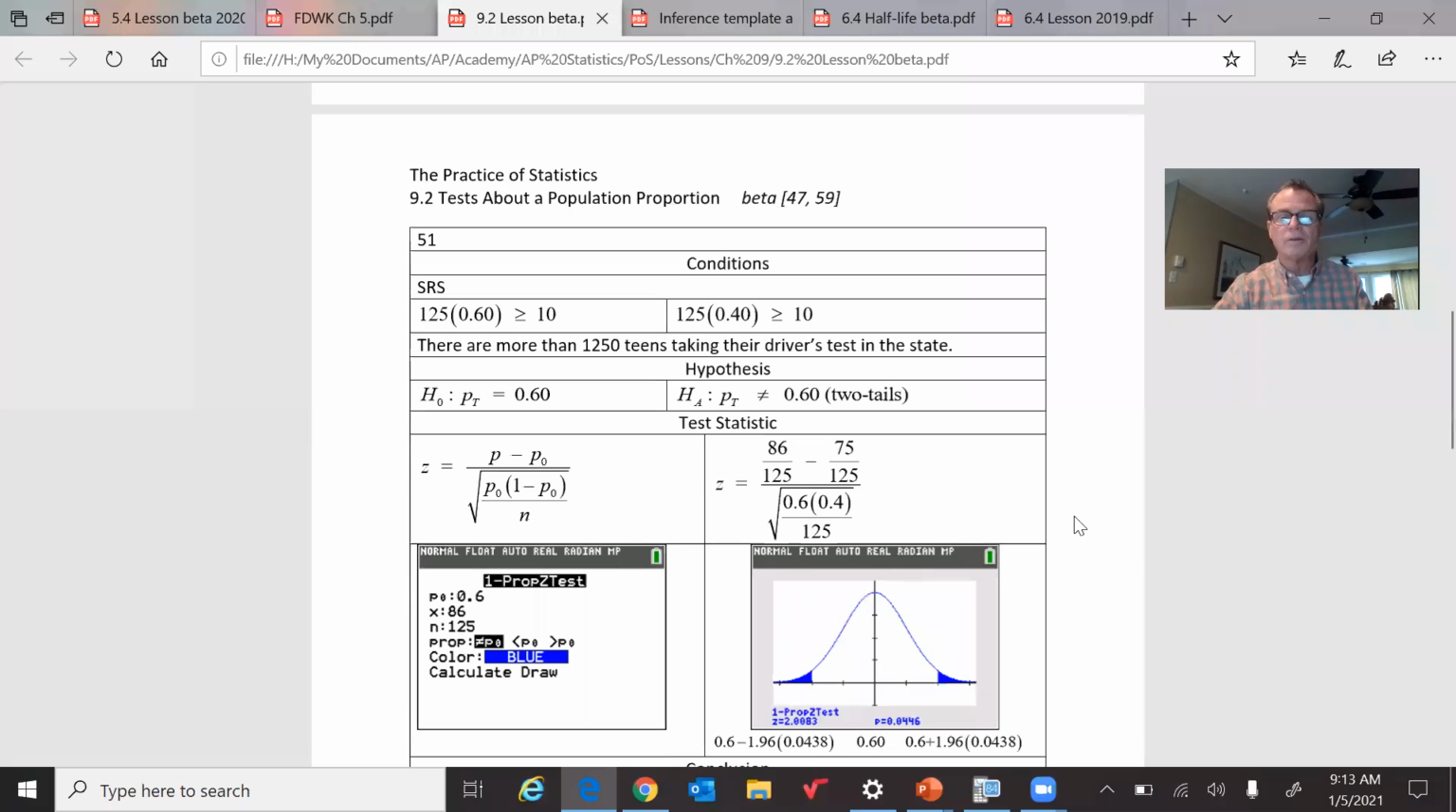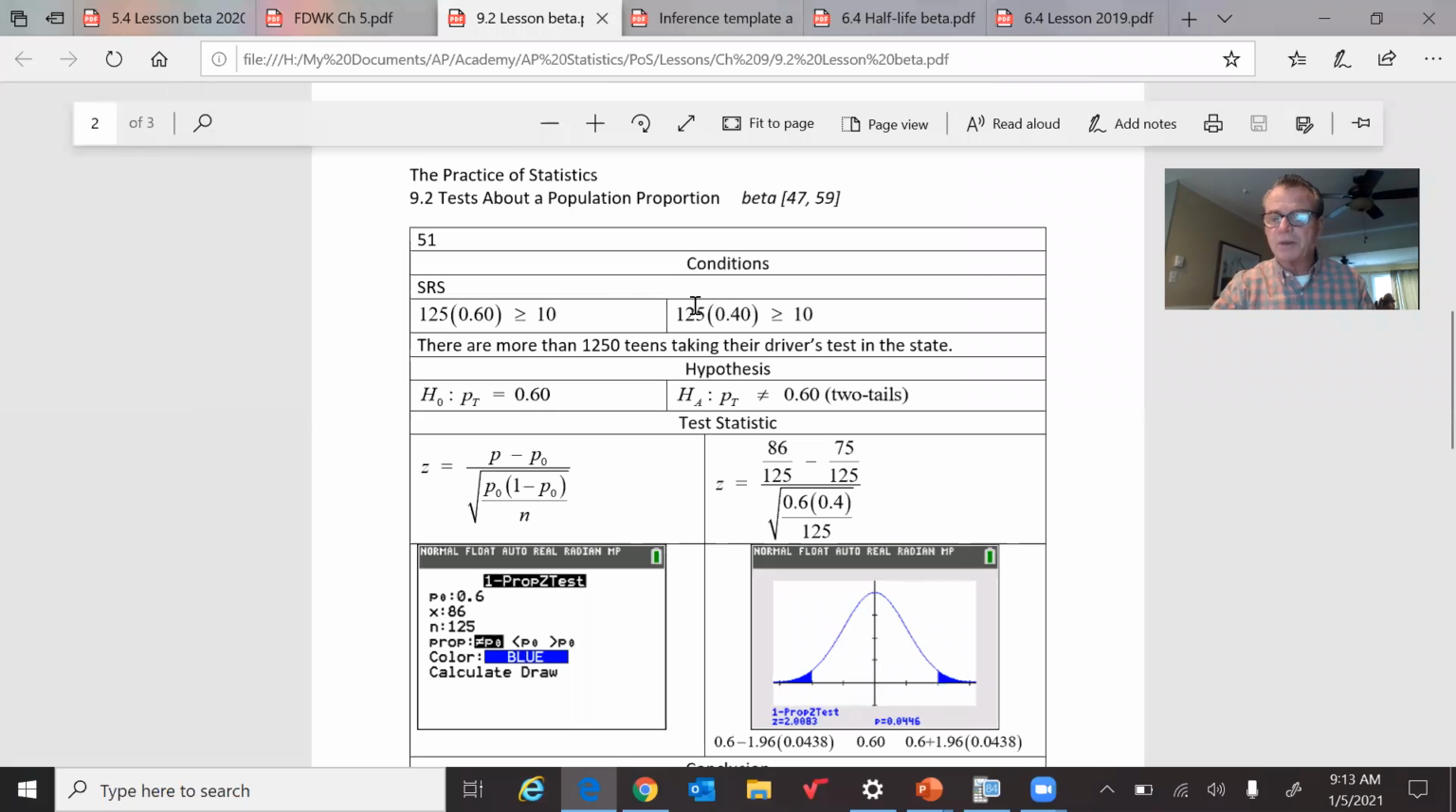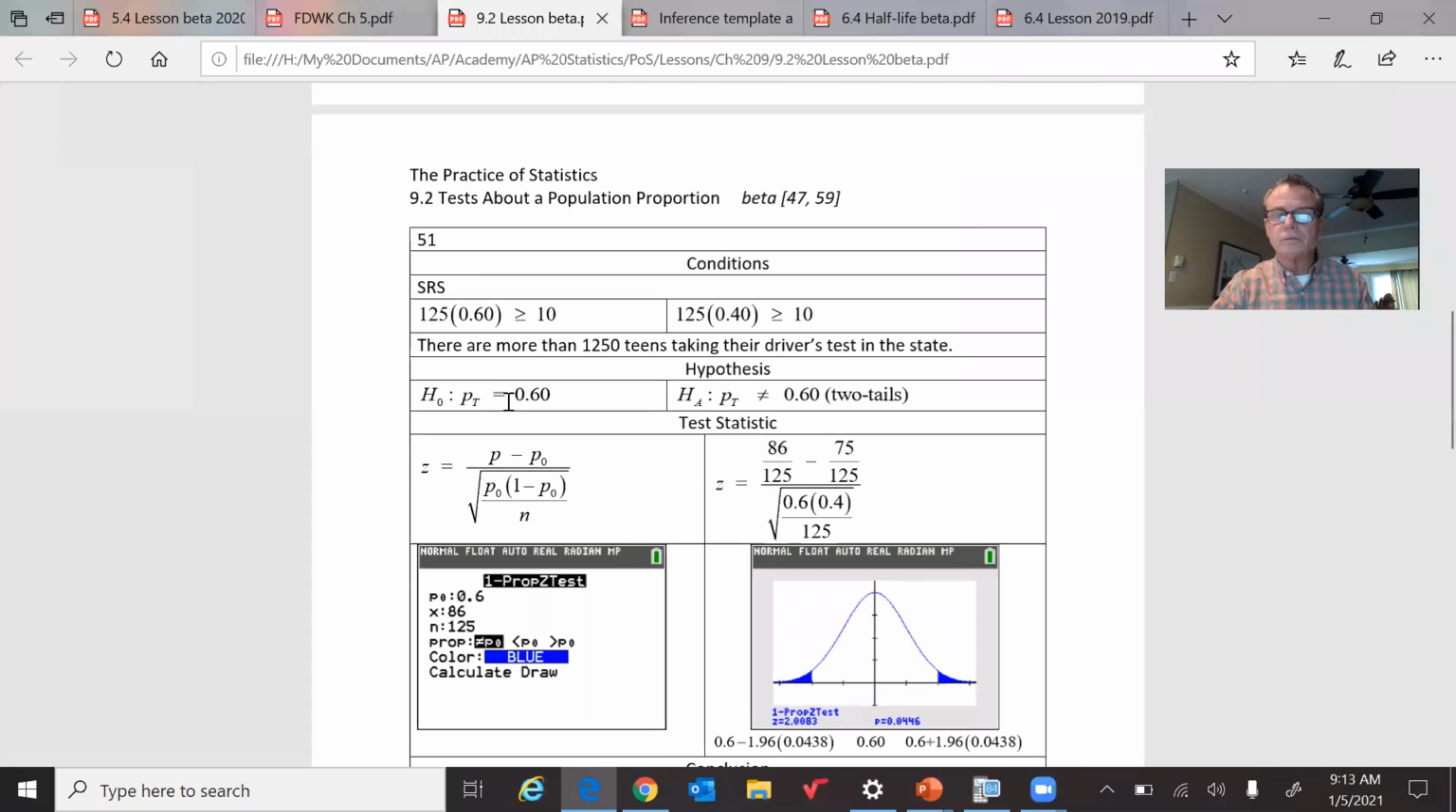Okay, so here we are, 51. The conditions: SRS, sample size times p sub 0 is greater than 10, sample size times 1 take away p sub 0 is greater than 10, and then our population is more than 10 times the sample size. The null is that the true proportion is 6/10, 60%. The alternate is not equal to. When you say not equal to, you don't have to write two tails, but it doesn't hurt to write it.